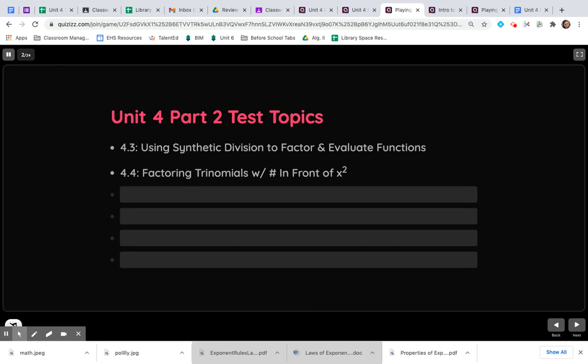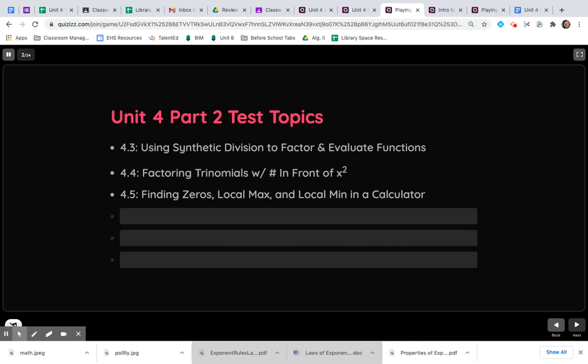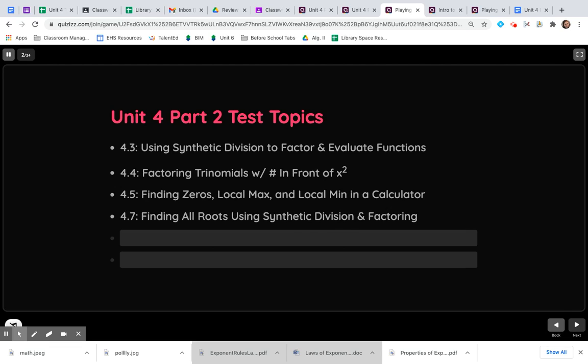There is one new type of factoring that we're going to focus on in this section, and that's what to do if there's a number in front of x squared. And that kind of comes into play when we do 4.6. We're going to find the zeros, the max, and the min in a calculator, so you're going to have to type it in. That's why this is the calculator portion.